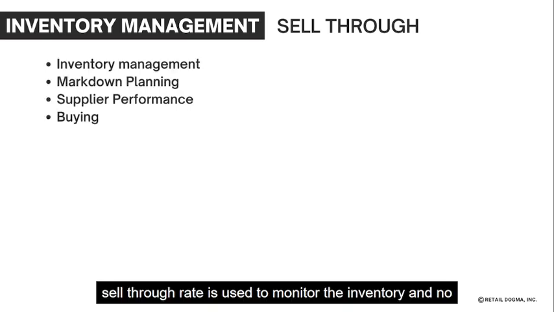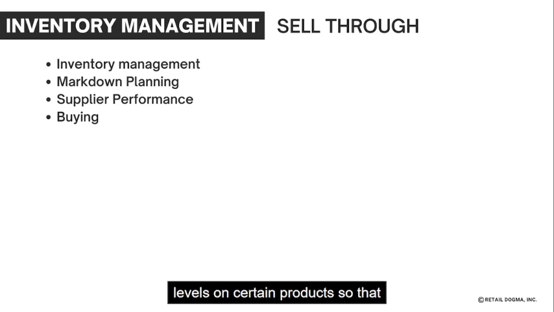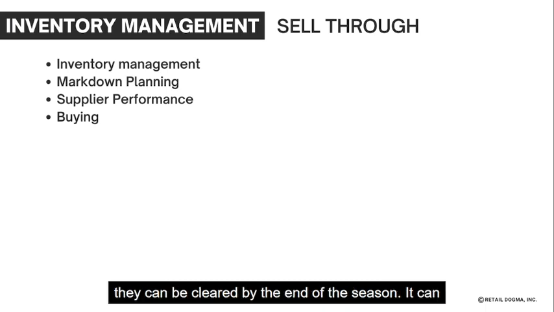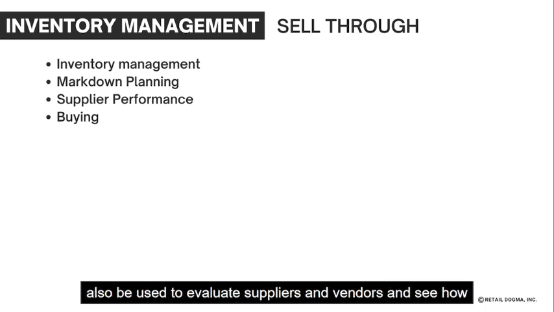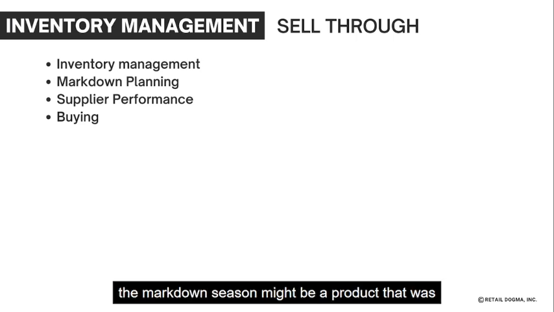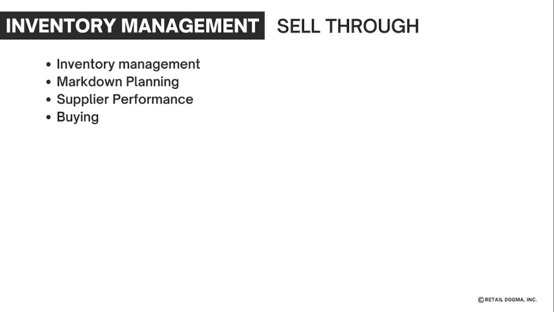Sell-through rate is used to monitor the inventory and know when to introduce markdowns and when to increase markdown levels on certain products so that they can be cleared by the end of the season. It can also be used to evaluate suppliers and vendors and see how their products are moving without the need of markdowns. A product that doesn't meet its sell-through rate target before the markdown season might be a product that was not suitable for the customers to begin with, or it could be that its pricing was not done correctly.